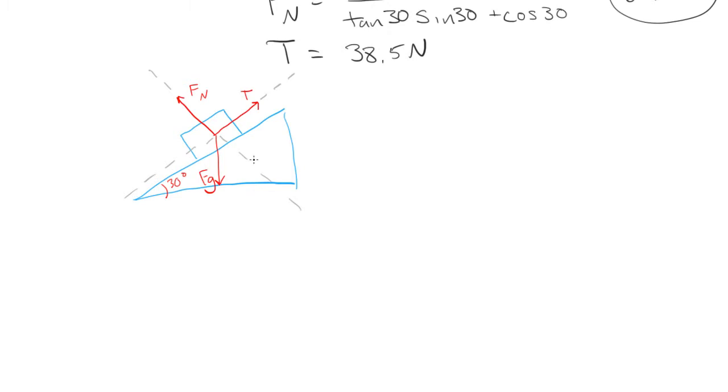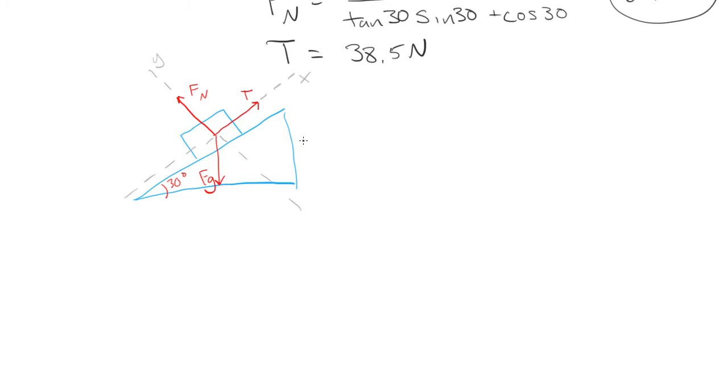One of the reasons this makes it easier is that you can see right away, instead of having to break up two different vectors into components, we only have to do one now. Because tension just lies in the x direction, the normal force just lies in the y direction. Gravity is the only thing that's in between. So that part of it will save us some trouble.